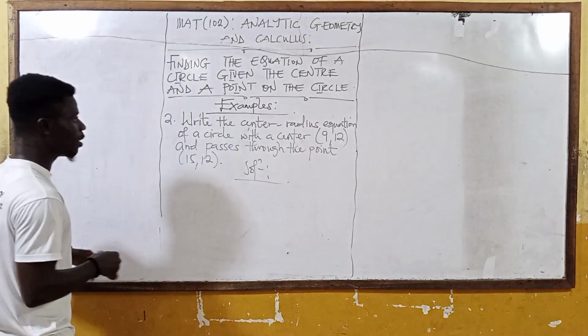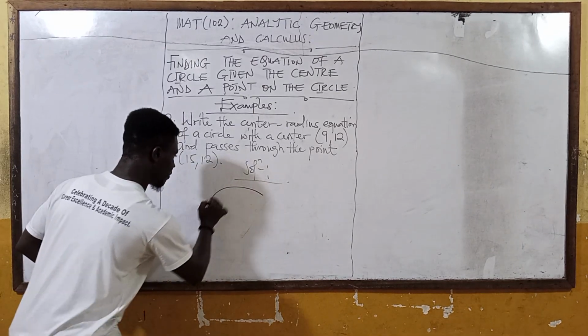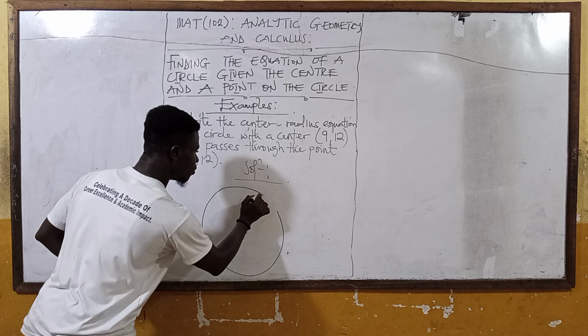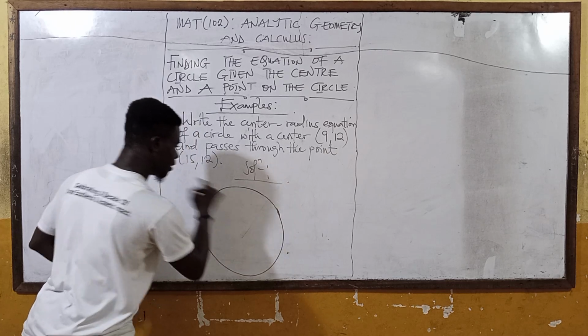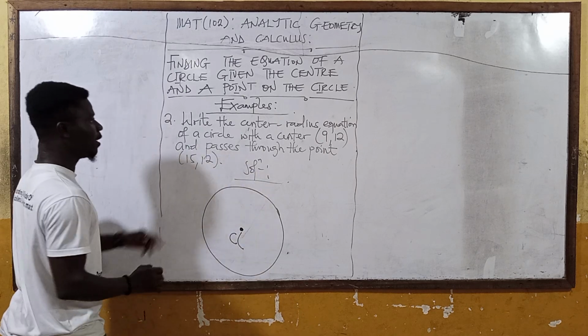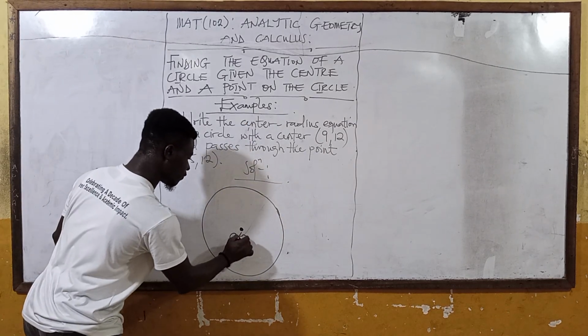Right. So now we can sketch the diagram. It's not drawn to scale. So we have the diagram sketch. Here I have my center (a, b), which is (9, 12).